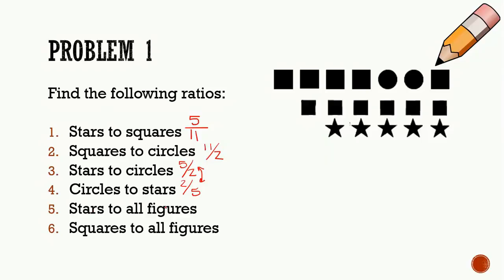What about stars to all figures? Well, there is 5 stars, right? How many figures in all, though? 1, 2, 3, 4, 5, 6, 7, 8, 9, 10, 11, 12, 13, 14, 15, 16, 17, 18 in all. So I have 5 over 18. That doesn't simplify down at all, so I can leave it. Squares, we knew that there's 11 squares. And I will divide by 18.